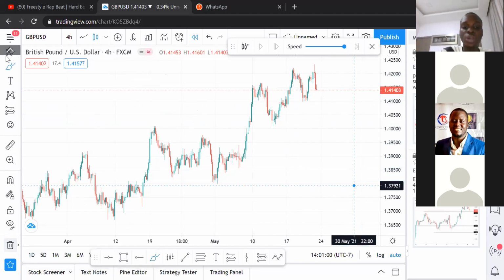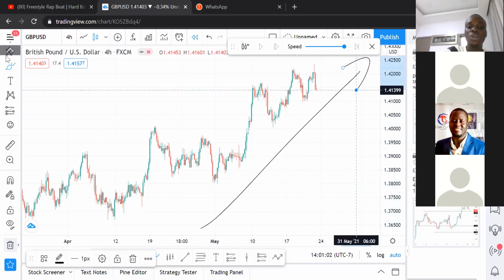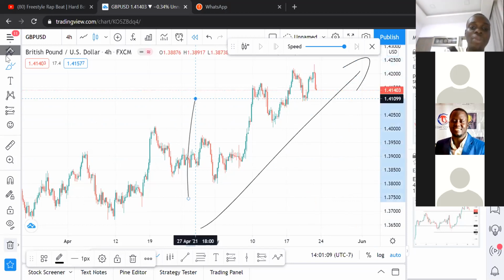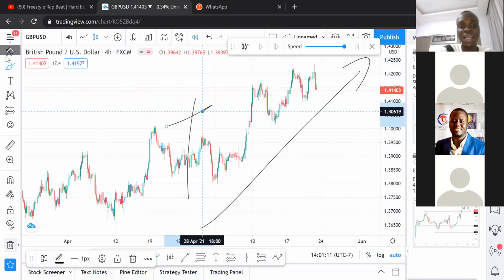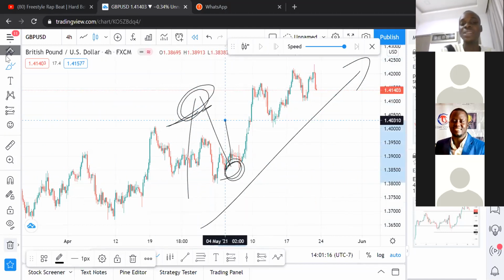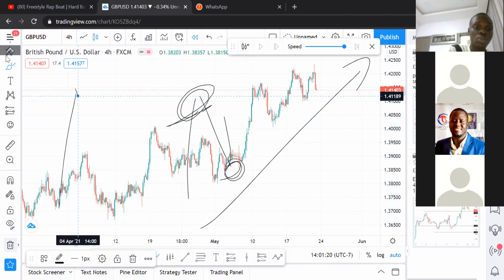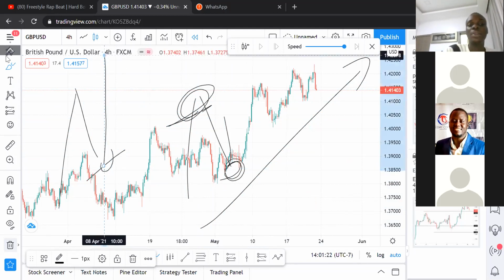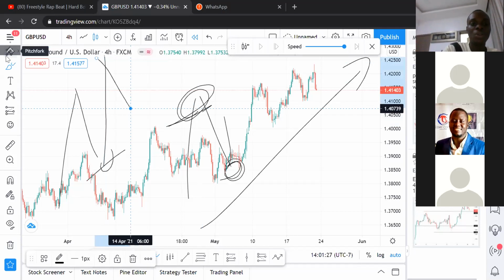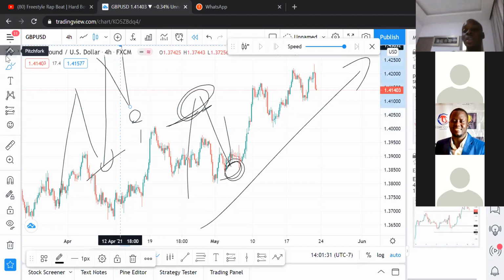If you see a market on an uptrend, you can't just buy like this, because you haven't waited for the market to form a higher low for you to enter. If a market is on an uptrend, you have to wait for it to come back, form a higher low, then you take your buy. Market breaks, wait for it to come back, form another higher low, then you take your buy. Market breaks, wait for it to come back, form another higher low, then you take your buy.